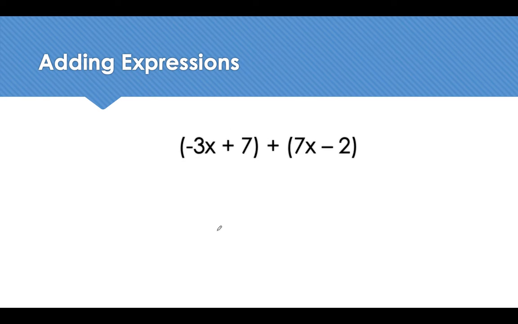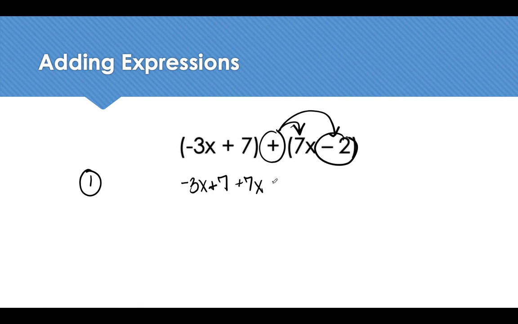Let's go ahead and try another example. This one's a little trickier because we have some negatives and some subtraction signs. So first thing you're going to do is rewrite this addition problem without any parentheses. So again, the first quantity will never change. So negative 3x plus 7 will stay the same. Then you're going to add 7x to it. And then you're also going to add this minus 2. So you're going to add a minus 2, which becomes plus a negative 2.